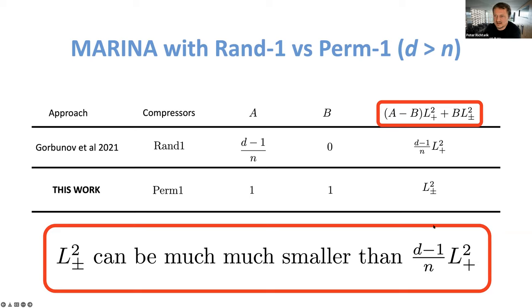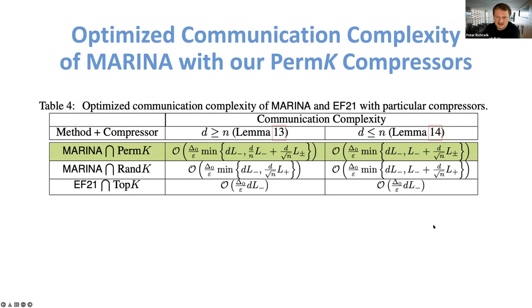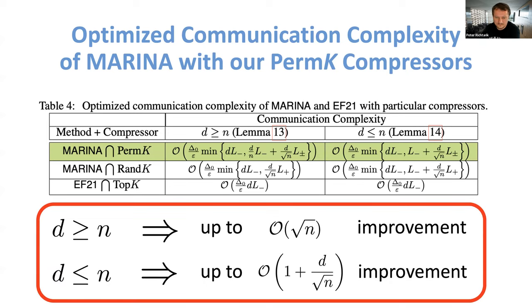So what does this really mean quantitatively? Let's not pay attention to this table too much, but let's pay attention to the interpretation of this table. If D is at least N, in which case we use one type of permutation compressor, we can get a square root of N improvement. And N could be huge. Remember, N could be thousands of devices, and D could be, let's say, 10,000 parameters. And we can still get a square root of 1,000 improvement in the case of 1,000 devices. This ideal improvement is in the very low Hessian variance regime. If the Hessian variance is not very low, then it gets smaller and smaller, but there's always an improvement. And if Hessian variance just reaches this L plus, then we get either minimal or no improvement.